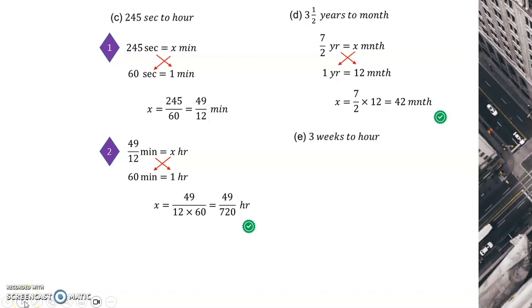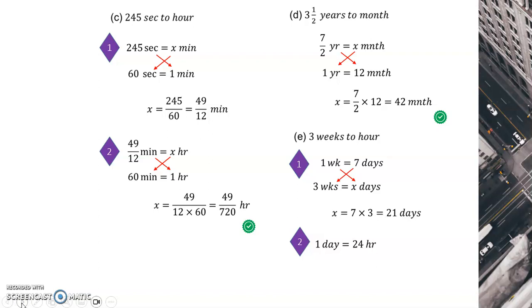And lastly, E, how to do 3 weeks to hours. Okay, so step 1, you're going to change your weeks to days. 1 week is equivalent to 7 days. 3 weeks, you do not know how many days. And then when you do your cross product, you're going to get x equivalent to 21 days. Yeah, 3 weeks is equivalent to 21 days. Okay, you're not done yet. Why? Because you have to change it to hours. For you to change it to hours, 1 day, you know, is equivalent to 24 hours. So for 21 days, x hours. Therefore, x is equivalent to 24 times 21, which is equivalent to 504 hours.